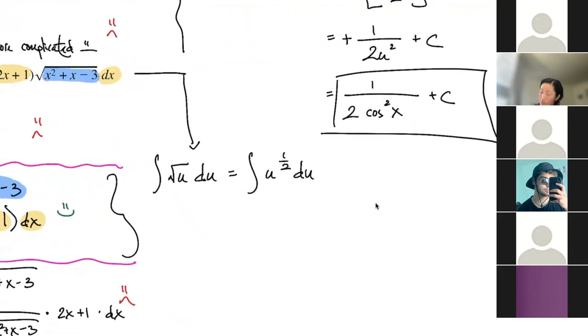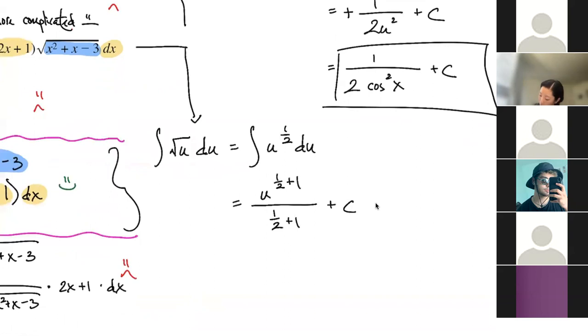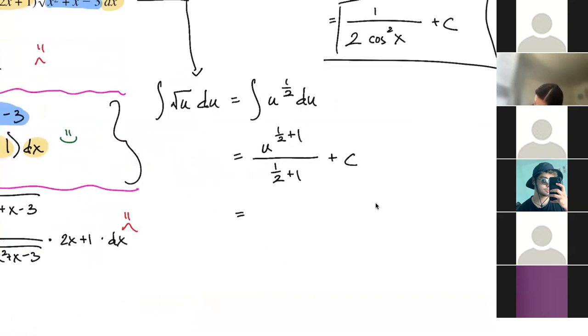Okay, now this is a place where, again, I'm still seeing some mistakes. And so I really want to encourage us to take the time to write it out. U to the power plus 1, okay, over the power plus 1. Don't forget that plus c. This is going to give us u to the 3/2 over, what does the denominator become here?